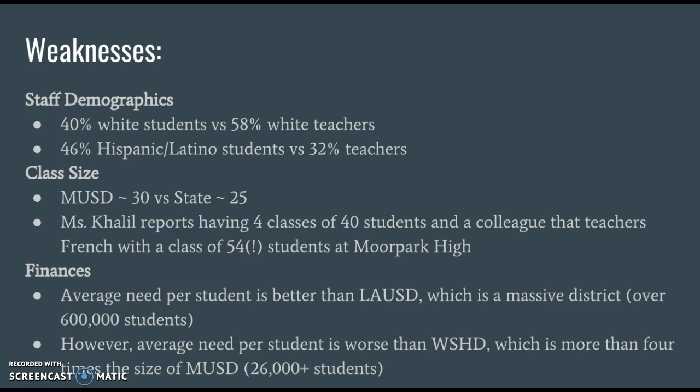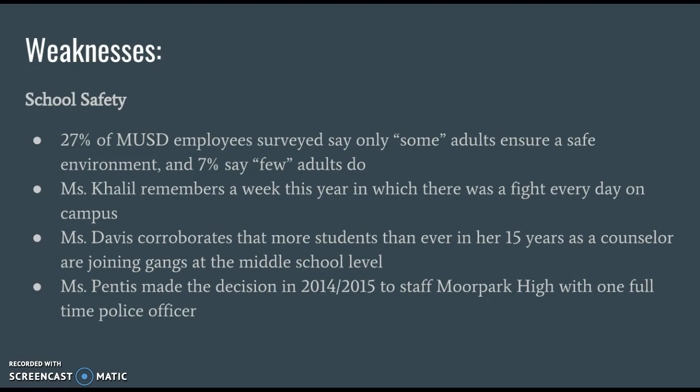Not surprisingly, I put finances as a weakness. Their average need per student, which I was showing you earlier, is better than LAUSD, which is a massive district. So that makes sense. LAUSD has more kids, so they're probably hurting for money. But you can't make that same comparison to the Hart District, because the Hart District has 26,000 kids and Moorpark only has 6,000 kids. So why is their need bigger or worse than the Hart District? Something's going on with their finances that is a little out of whack.